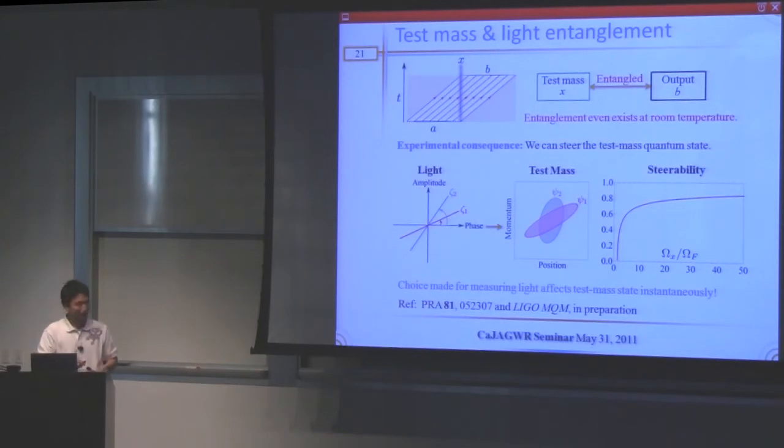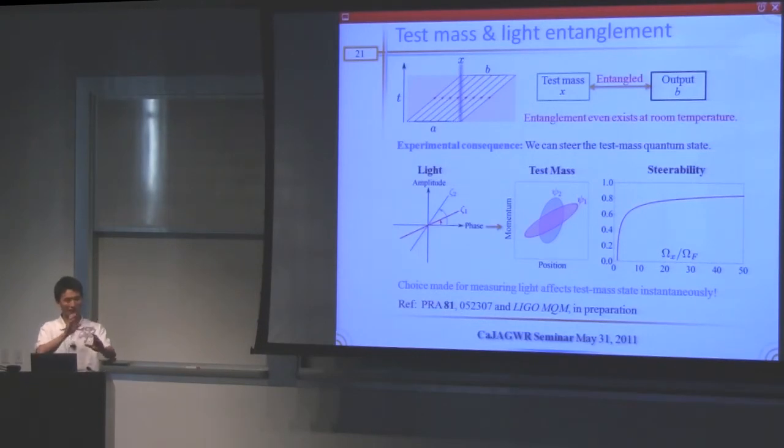So basically, after the field interacts with this test mass and goes away, it depends on what kind of quadrature you choose to measure the light. You can measure zeta 1 or zeta 2. If you decide to measure zeta 1, this is what kind of quantum state you're going to get. However, if you decide to measure zeta 2, this is what kind of quantum state you're going to get.